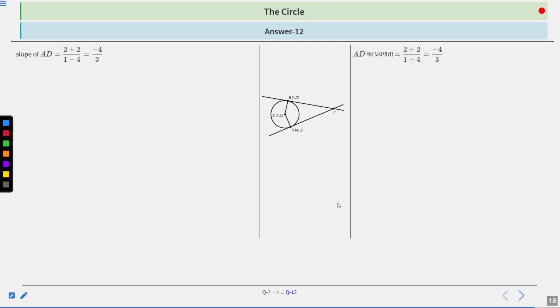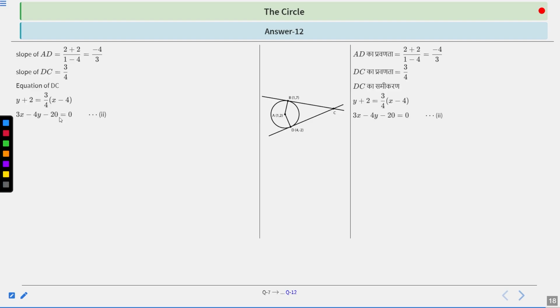Now, the slope of AD. We have the coordinates of A and D. Therefore, slope of AD is 2 plus 2 upon 1 minus 4, which is minus 4 by 3. Then slope of DC will be 3 by 4, because AD and DC are perpendicular to each other. Therefore, the equation of DC is y plus 2 is equal to 3 by 4 into x minus 4. After solving this, you will get 3x minus 4y minus 20 equal to 0. Got it? Now, on solving equations 1 and 2, we will get the value of C as (16, 7).